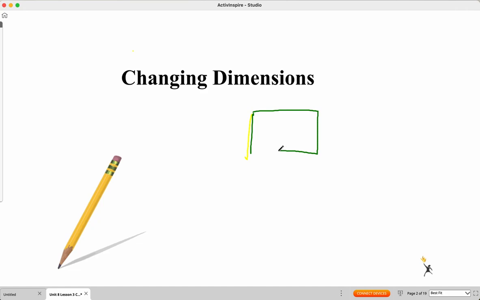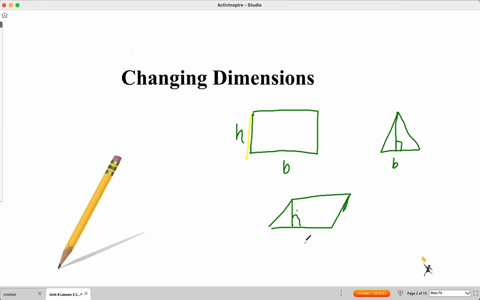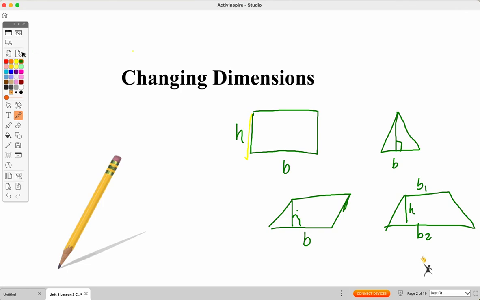The dimensions of a figure. So it's the measurements. It's the height. It's the base. If we're talking about a triangle, it's going to be that same height and base. If we're talking about a parallelogram, that same height and base. And if we're talking about a trapezoid, we're talking about the idea of base 1, base 2, and the height. Now, we could be talking about anything that measures from side lengths to all those things.